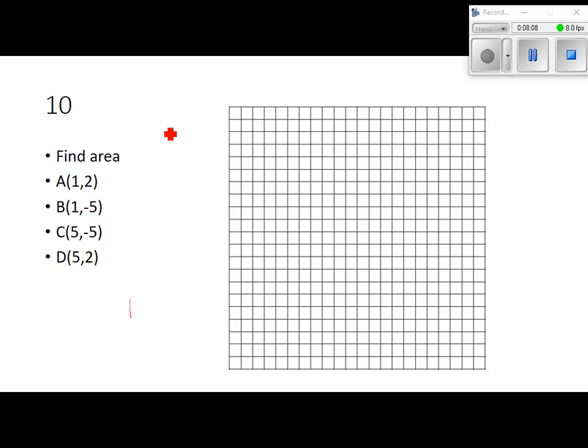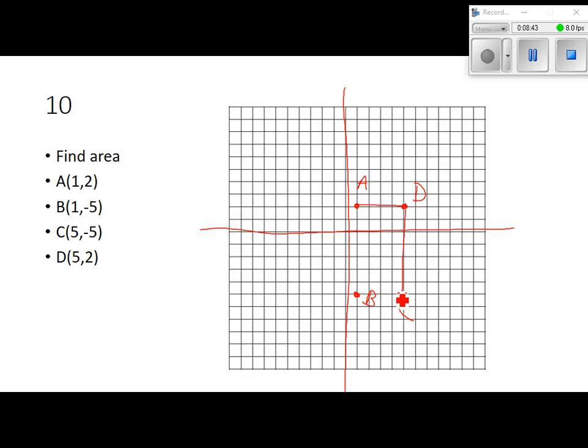Number 10, find the area. And I'm gonna draw this real quick again. This time they tell us A is 1, 2, so right 1, up 2, that's A. B is 1, -5, so right 1, down 2, 3, 4, 5, that's B. C is 5, -5, that's C. And D is 5, 2. To the right 5, up 2, that's D.